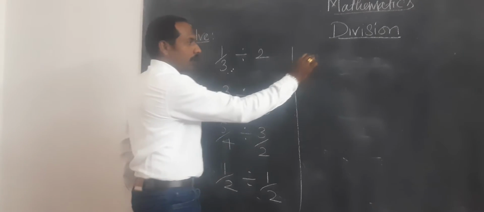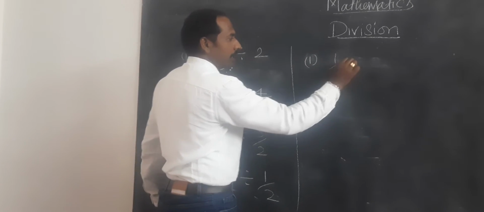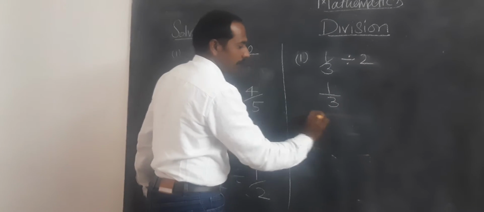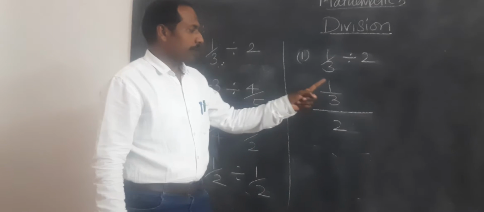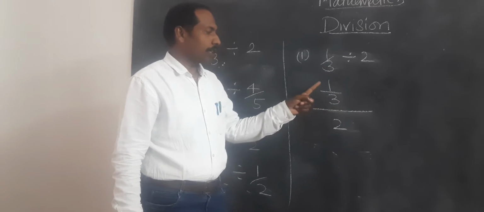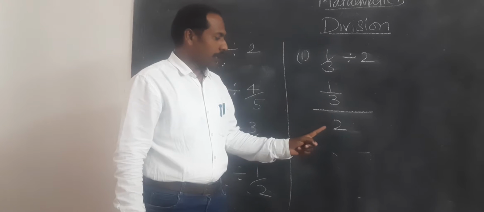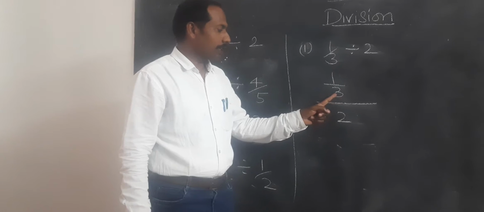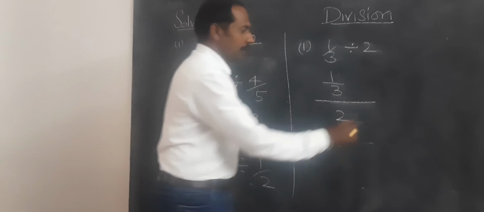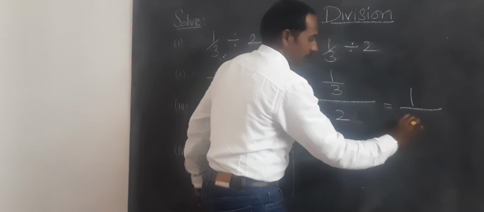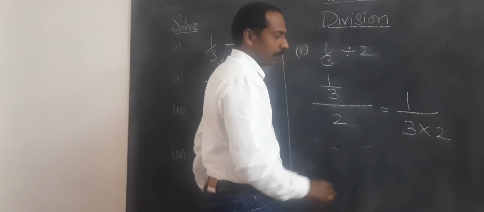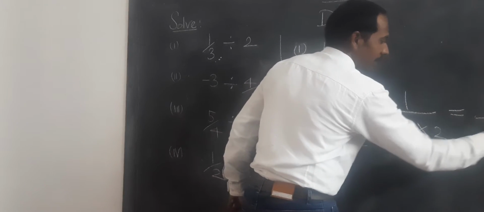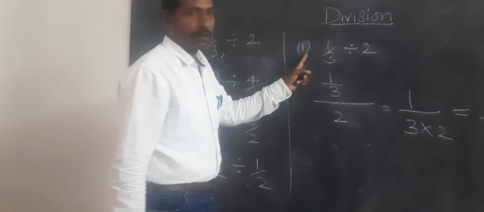First problem, 1 by 3 divided by 2. This means 1 over 3 divided by 2. If you see a fraction in the numerator and a real number in the denominator, the 3 comes to the denominator. So you see 1 over 3 into 2. Next step, you multiply 2 into 3, which is 6. This is the answer, 1 over 6.